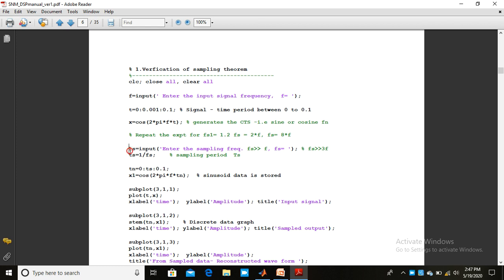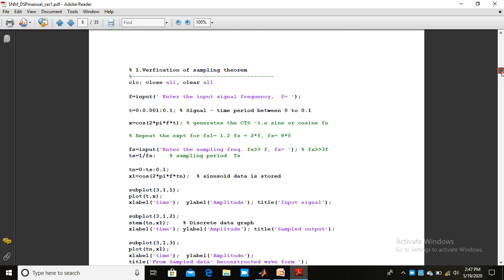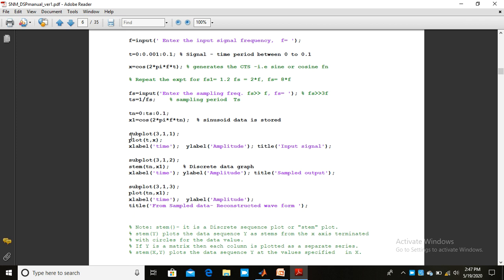Here fs is our sampling frequency, and ts is the sampling time. We know that ts is equal to 1 over fs. Here tn means we are varying time in steps from 0 to 0.1. tn stands for the discrete time signal. Next we have to plot the continuous time signal and the discrete time signal.